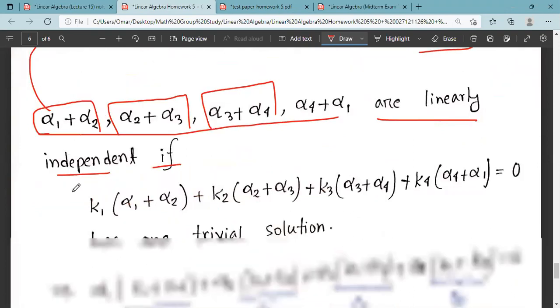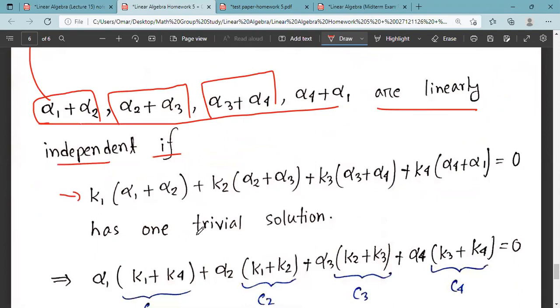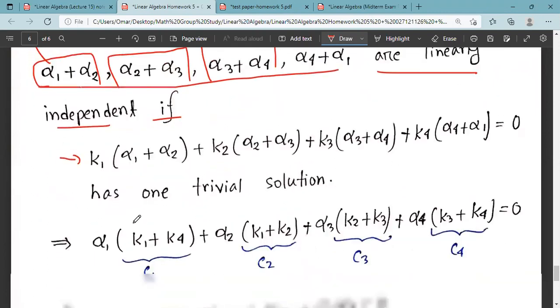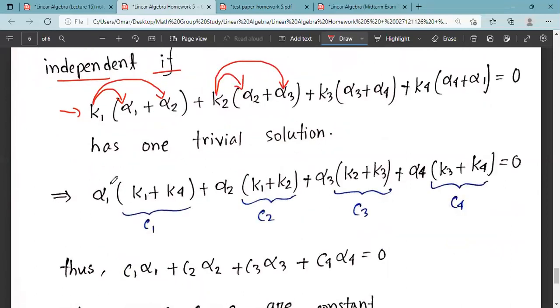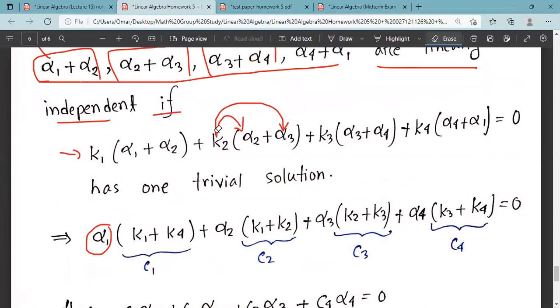Now we get this equation, and it is equal to 0 has only the trivial solution. So if I multiply k1 with alpha 1 and k1 with alpha 2, and k2 with alpha 2 and k2 with alpha 3, and then take alpha 1 as common, if I take alpha 1 common from k1 and k4, let me show you here. This is a long process, but you can just imagine here.